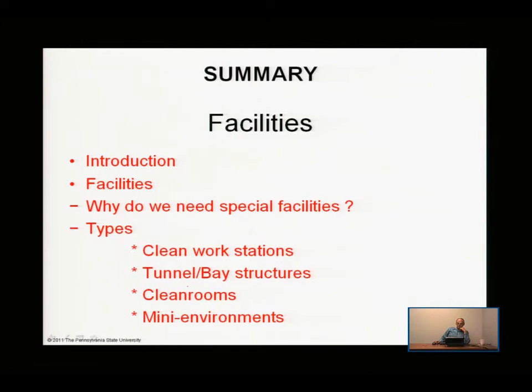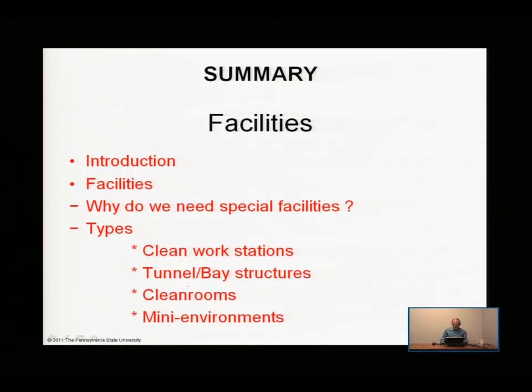The outline we followed in this Lecture 2 was we introduced why we need facilities and some general thoughts on the need for protecting workers, the need for protecting the environment, the obvious need of having some place where we do this work, and the need for controlling contamination. Of course, in Lecture 1 we discussed how contamination affects yield and product function. So we need these facilities, and then we went over the different types of facilities, some common examples of facilities.